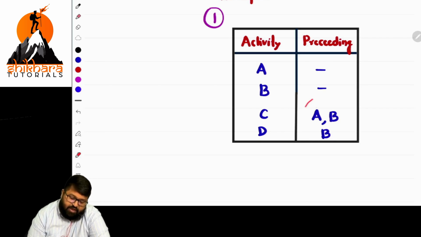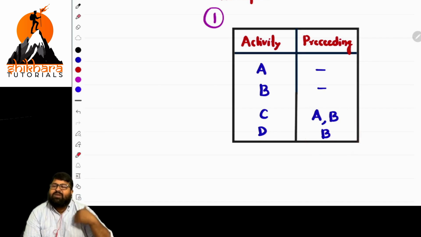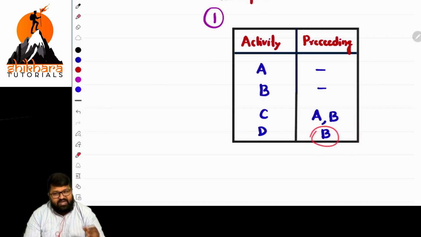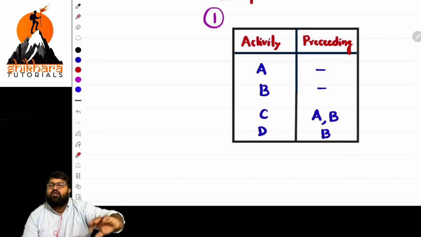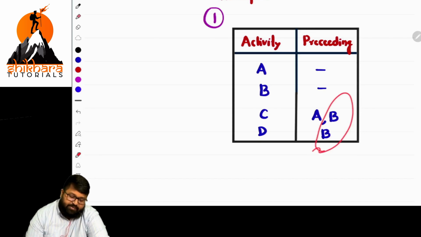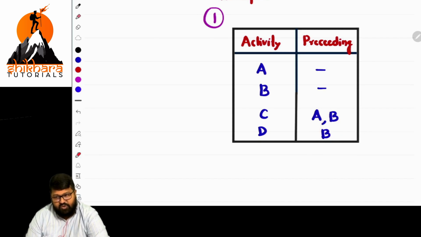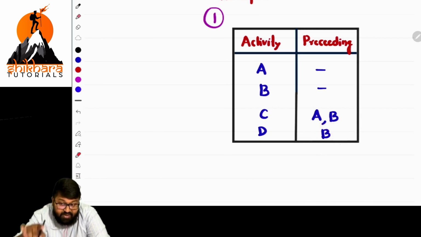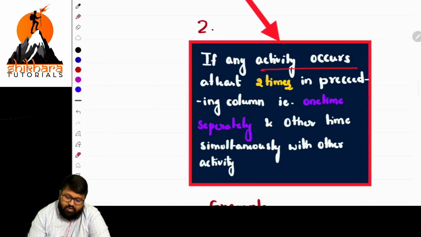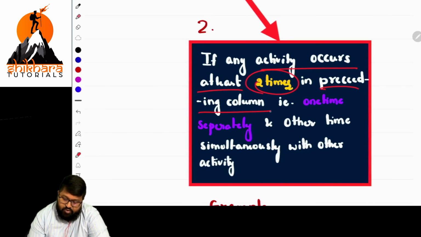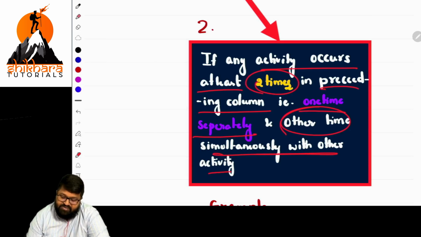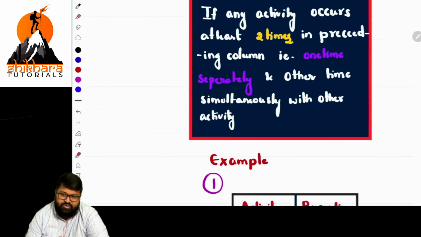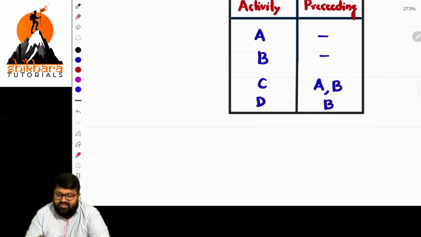Okay. So, for example, in the preceding column, what is the activity repeating there? B is repeating individually once, and other times it can be with any combinations. So B is repeating twice here basically, minimum two times. One is individually and the other with a combination. Then from that B point we have to start the dummy. If any activity occurs at least two times in the preceding column, one time separately and another time simultaneously with another activity as a combination, how to construct the diagram is important.